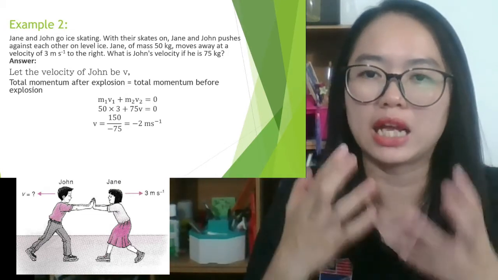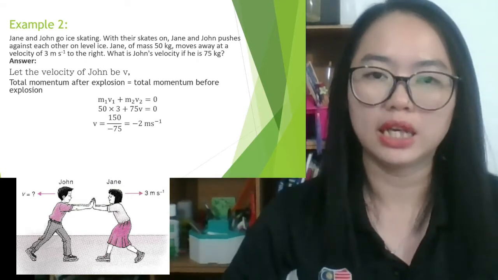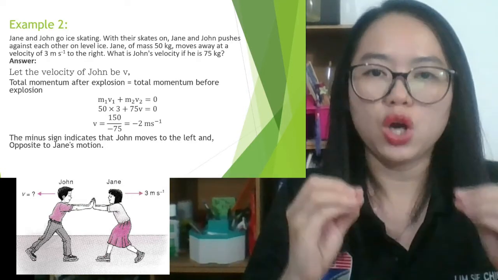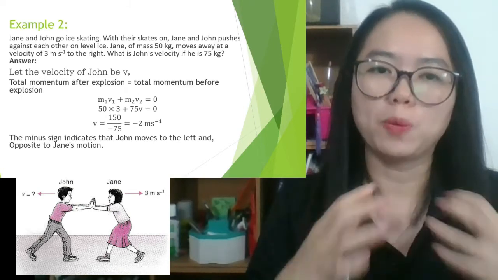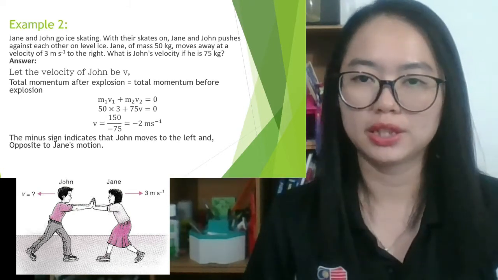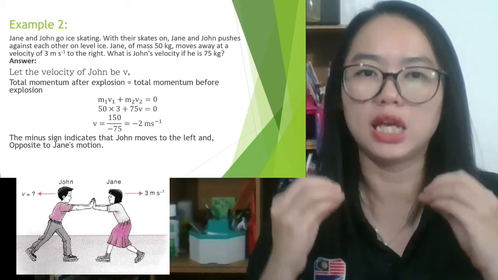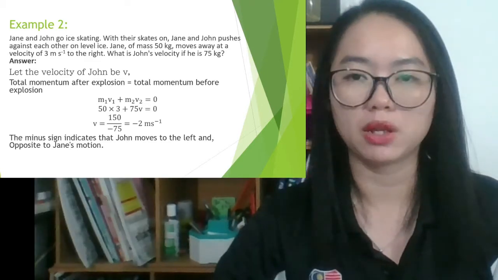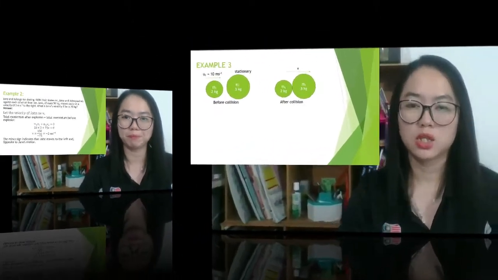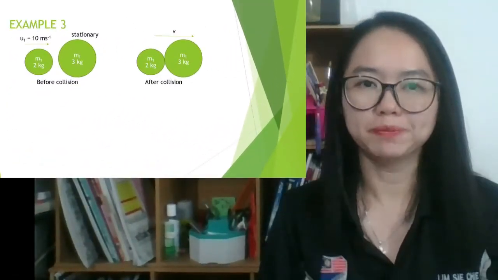So what does the negative mean here? The negative means here John moves to the left, opposite to Jane's motion. So that's why I said the negative sign is very important in the topic related to the principle of conservation of momentum.